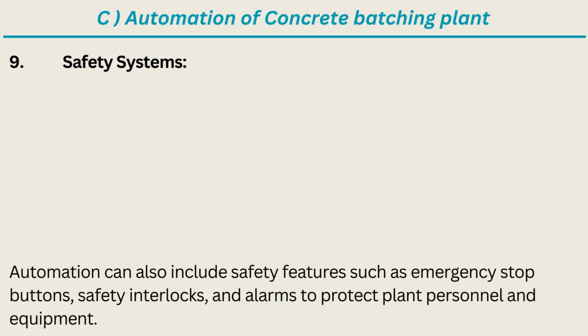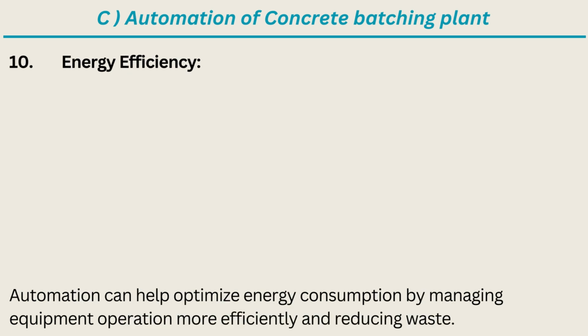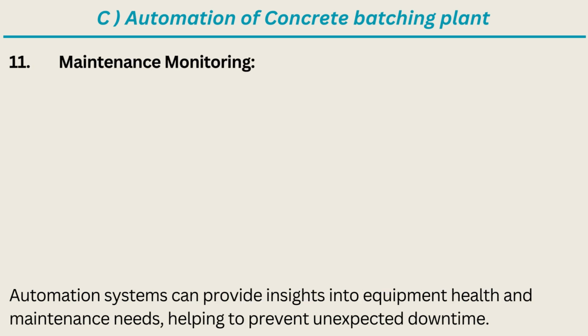9. Safety systems. Automation can also include safety features such as emergency stop buttons, safety interlocks, and alarms to protect plant personnel and equipment. 10. Energy efficiency. Automation can help optimize energy consumption by managing equipment operation more efficiently and reducing waste. 11. Maintenance monitoring. Automation systems can provide insights into equipment health and maintenance needs, helping to prevent unexpected downtime.